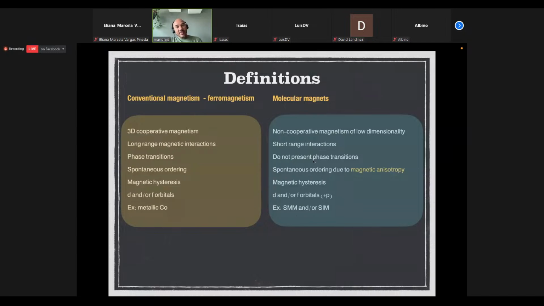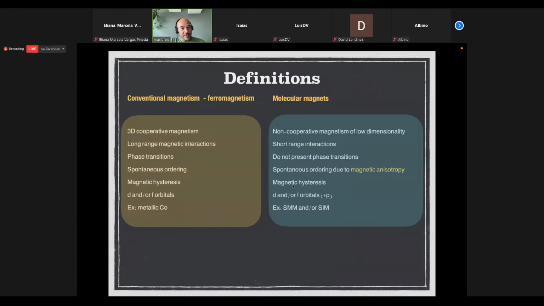Consequently, these materials do not present a phase transition. They do not present a critical temperature. However, in spite of that, the molecular magnets present spontaneous ordering, because of a quite high magnetic anisotropy. This magnetic anisotropy is quite common in materials with cobalt, manganese, iron. And consequently, it has magnetic hysteresis even without a critical temperature.